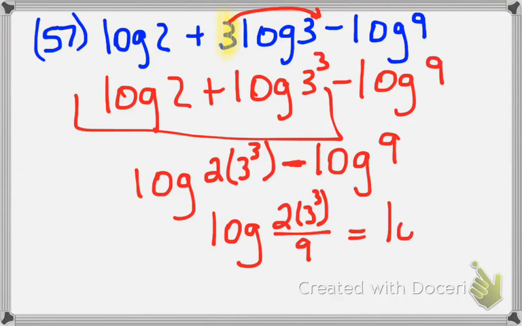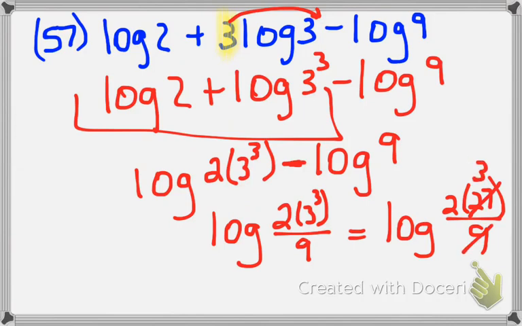I would be more comfortable simplifying it, so let's look and see what this would be. 3 to the third power would be 27, and we're going to be dividing by 9. So 27 divided by 9 is 3. So we're left with log of 2 times 3, which is just 6.